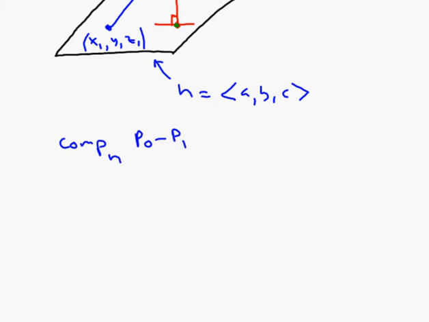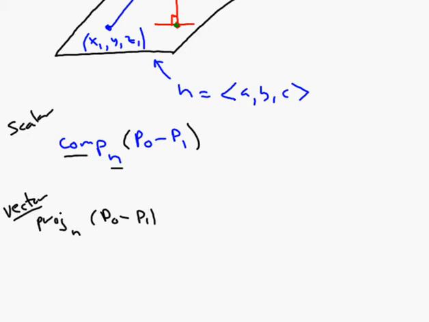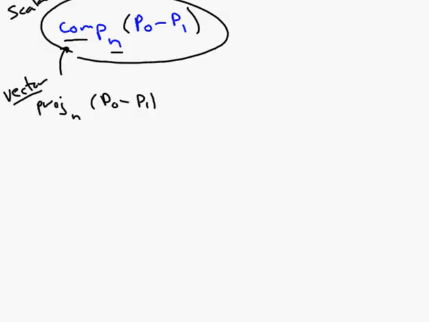Just a notation comment. Usually when we write component of this vector along that vector, that means this is a scalar quantity. I could also ask for something called the projection of P0 minus P1 along n, and that's a vector quantity. So that means you'd actually find the vector along the normal vector that has the length of this but is in the direction of the normal vector. Okay, but we're really interested in this because we're only asking for a distance. So let's write that out.